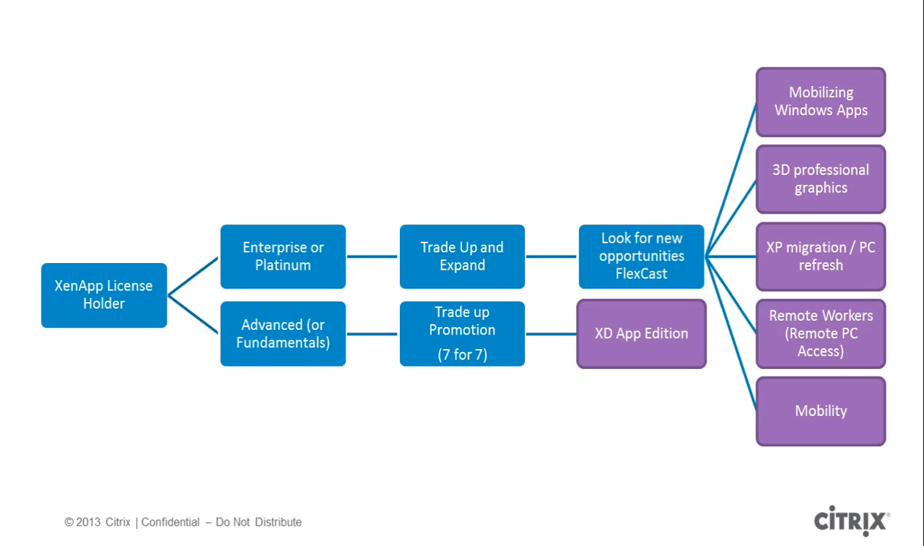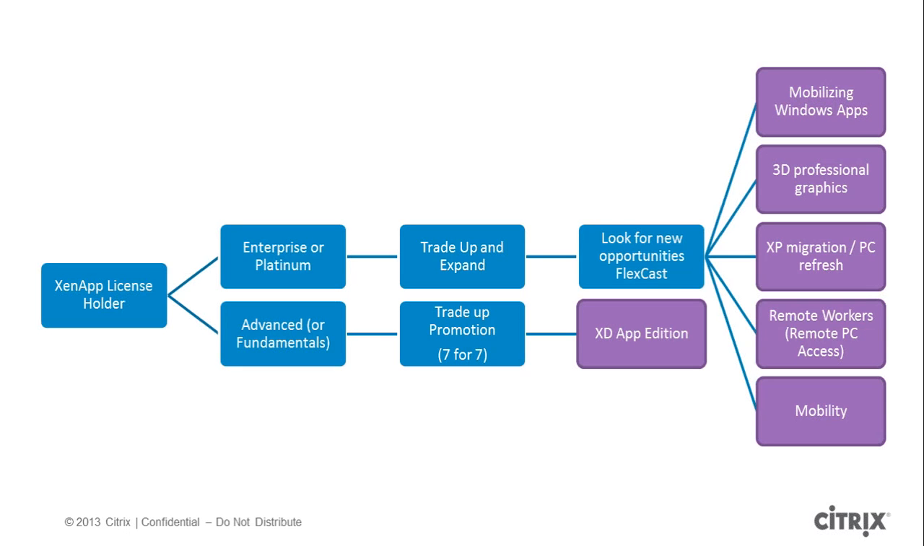So let's look at a couple different flows for how you can build some short-term opportunities from existing Zen App and Zen Desktop license holders. First, we're going to look at your existing Zen App license holder, and you're either an Enterprise or Platinum license holder, or Advanced or Fundamentals license holder.